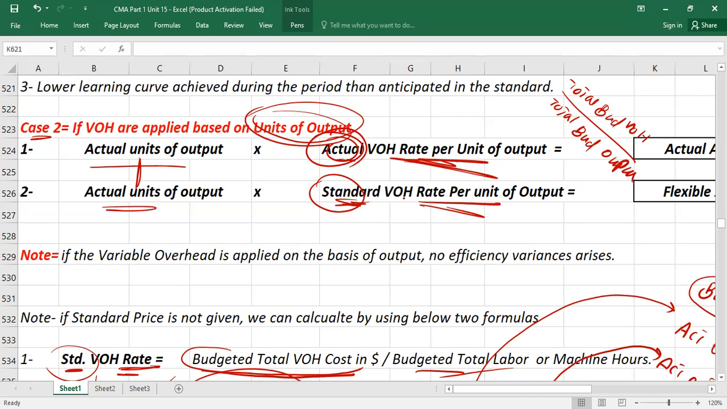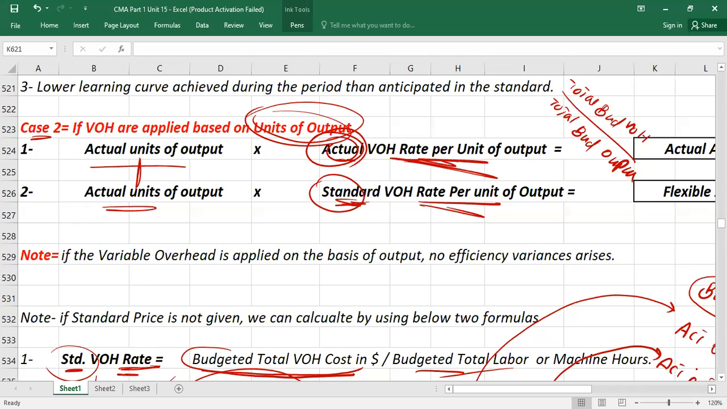Understood? Clear? Okay, the third line you cannot produce here. Only two lines. What is the first line? Actual units into actual rate. What is the second line? Actual units into standard rate. The third line, standard units into standard rate, you cannot produce. No, you cannot do this. Understood? Because we are studying flexible budget variance.